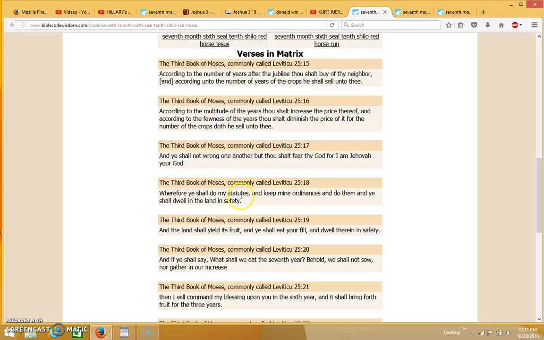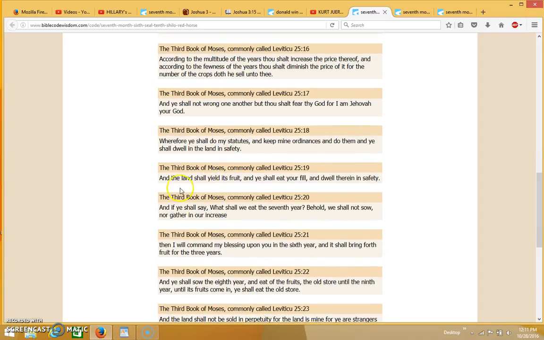Wherefore ye shall do my statutes, and keep mine ordinances, and do them, and ye shall dwell in the land in safety. And the land shall yield its fruit, and ye shall eat your fill, and dwell therein in safety. And if ye shall say, what shall we eat the 7th year? Behold, we shall not sow, nor gather in our increase.